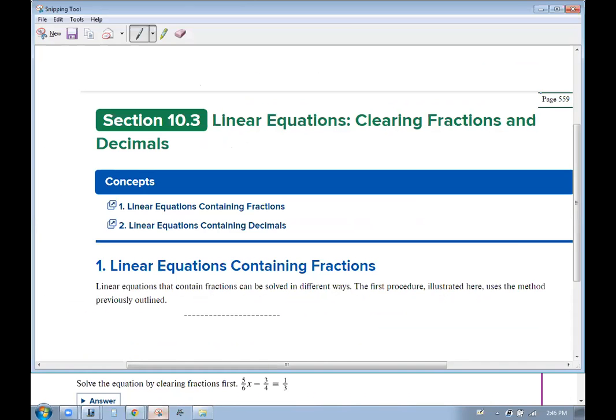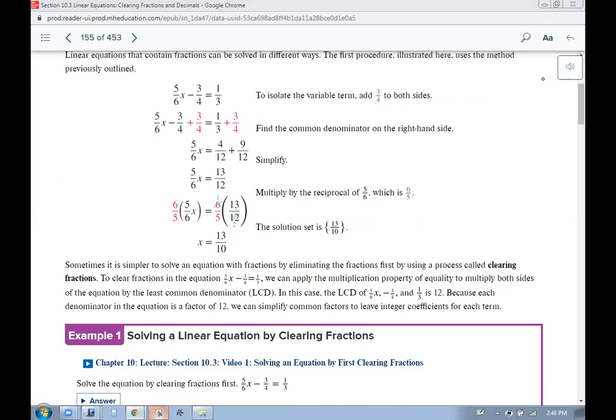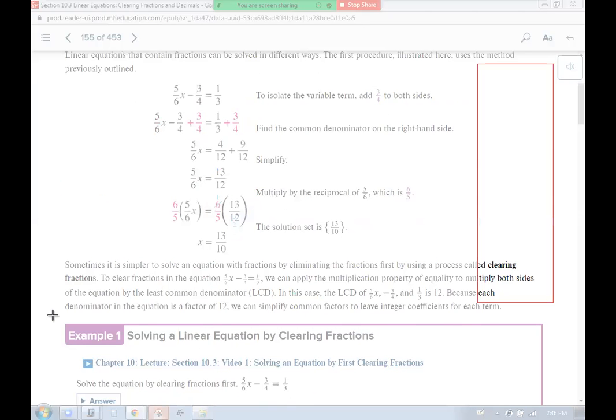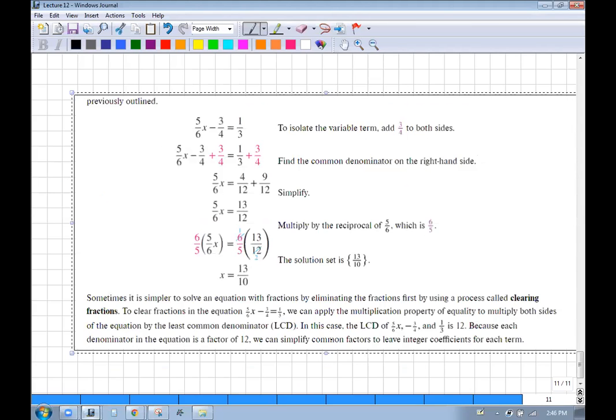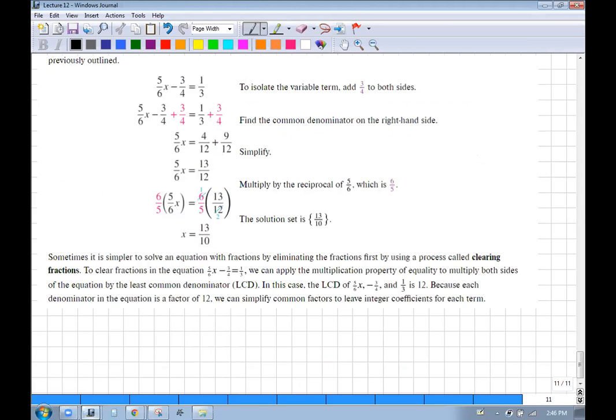Okay. Oh, we kind of already did this in the quiz today, right? I don't know what all this says.